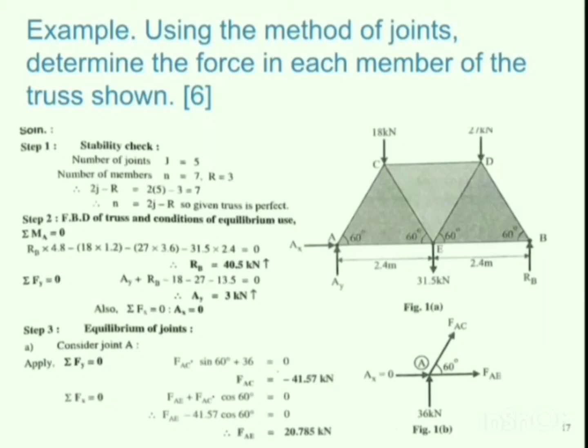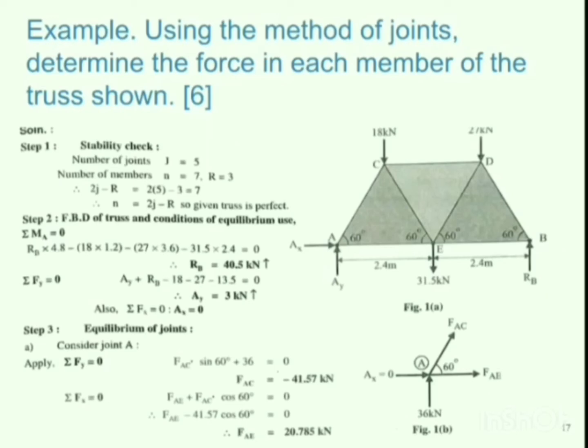Now this is an important step. We are applying conditions of equilibrium to the entire truss. Okay, and by applying summation of moment at point A, we got the value of RB as 40.5 kilonewton and it's acting in the upward direction. So our assumption is correct that RB is acting in the upward direction.